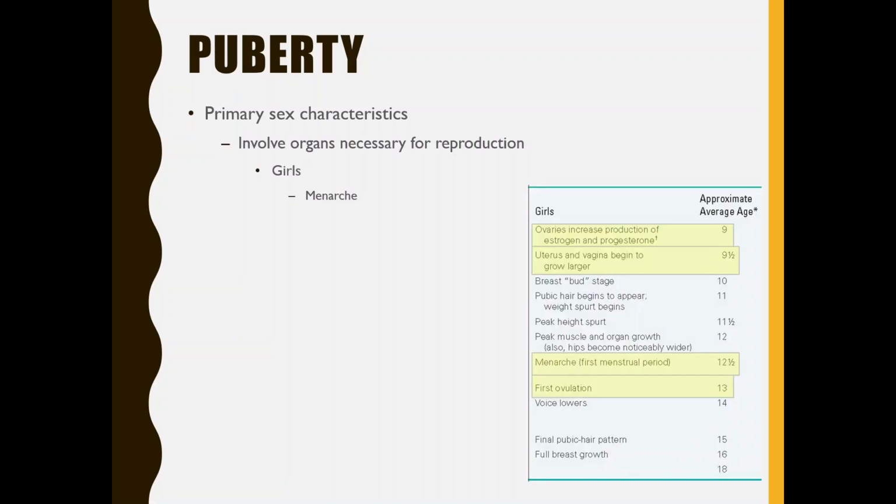So there's been a lot of discussion about what's called a secular trend in menarche, where girls today are achieving menarche on average 4 years younger than girls in 1850. And so there's been a lot of discussion about why that age has dropped so dramatically. And lots of different things have been explored.